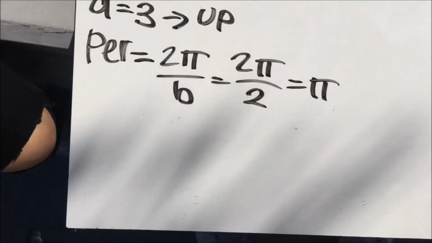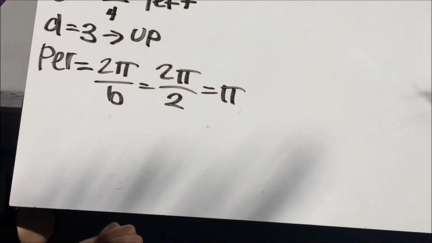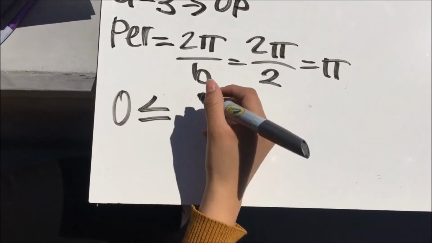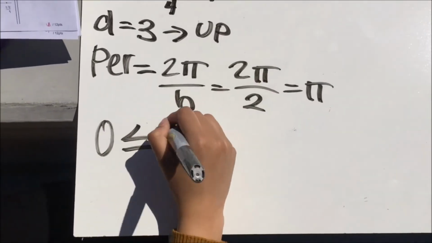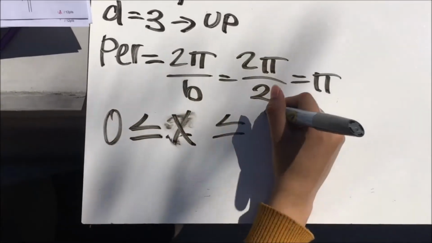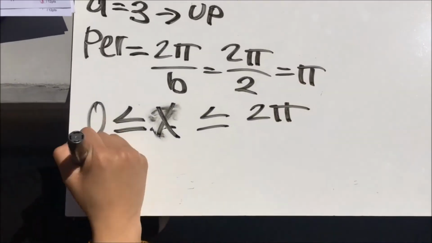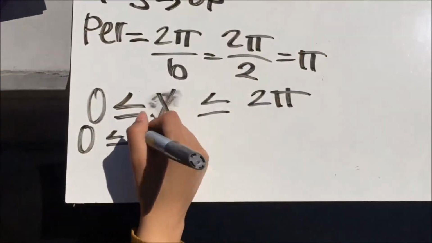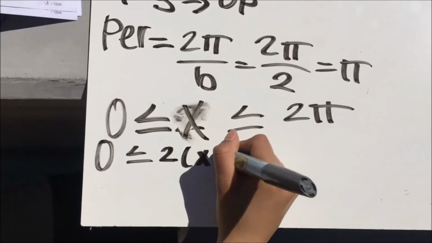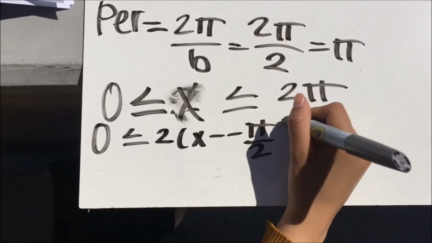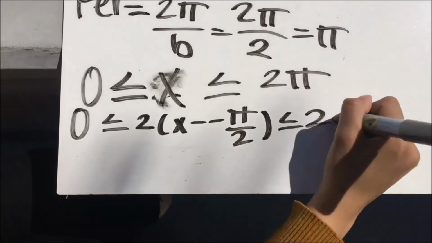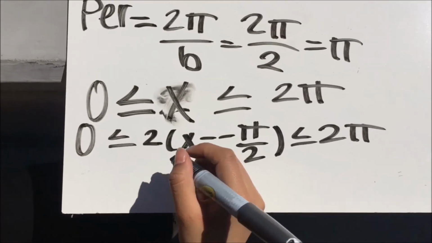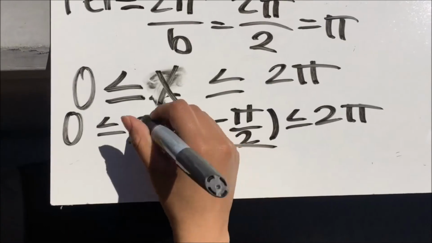Then we need to have our inequality, which is 0 is less than or equal to whatever x is, and then 2 pi, and then we just plug it in, and then x is what's in here, so it's 2x plus pi over 2 less than 2 pi. So then to get rid of this, we need to divide by 2 to get rid of it.